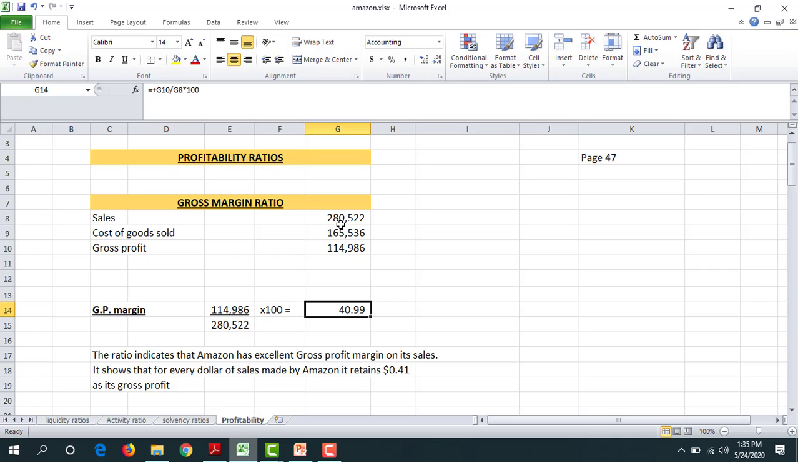What does this GP margin tell us? This GP margin tells us that Amazon has an excellent gross profit margin on its sales. It shows that for each dollar of sales made by Amazon, it is retaining 41 cents as its gross profit, which is a tremendous and high gross profit.